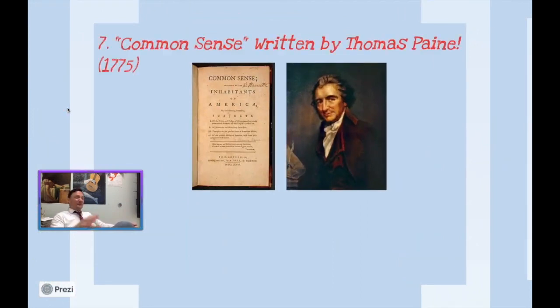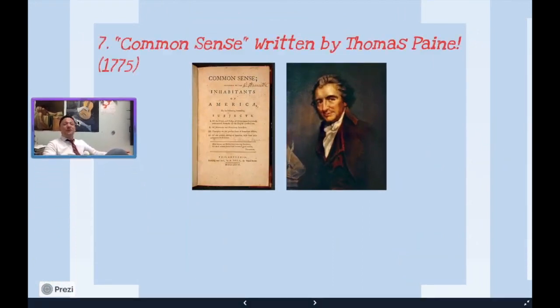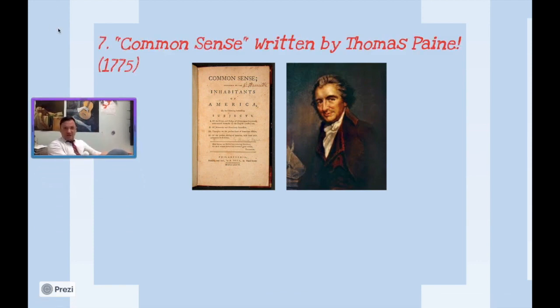And then the very big number 7 event is this very, very important pamphlet that came out right after Lexington and Concord and right after the earliest shots of the American Revolution go down. Now, this is still before the war is declared, right? This is just the first act of large-scale violence between the American militias and the British government, right?